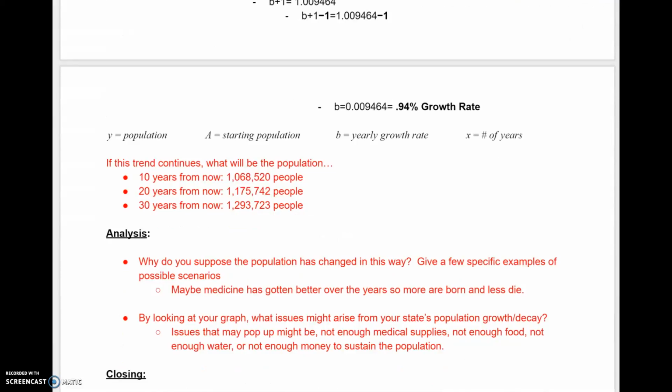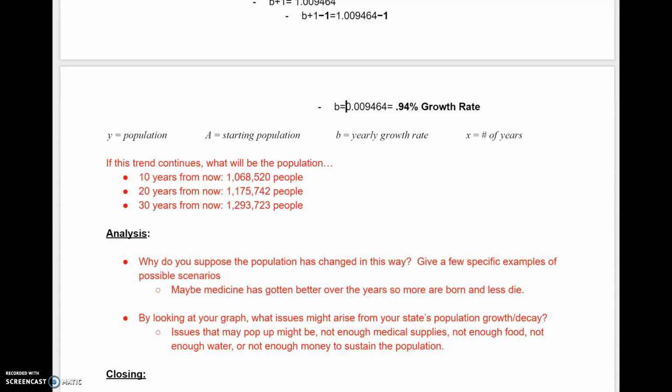If the trend line in my Desmos graph continued, the population 10 years from now would be 1,068,520 people. In 20 years, it will be 1,175,742 people. 30 years from now, it would be 1,293,723 people, which is an exponential growth from the past years.